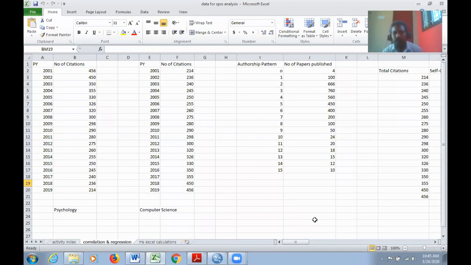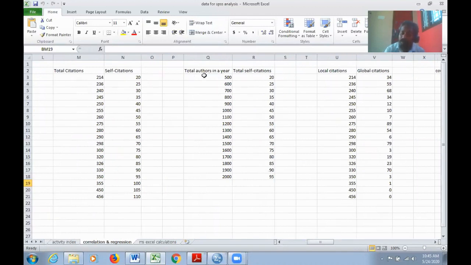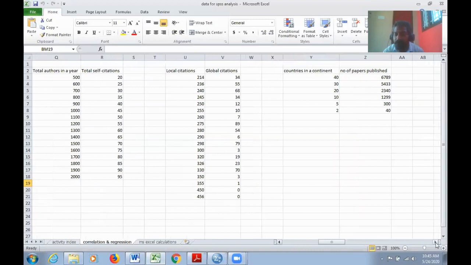I would like to give an example of the various variables on which you can conduct either bivariate or partial correlations. Year of publication and number of citations you can conduct. Year of publication and number of citations in some other field. Authorship pattern and number of papers published you can conduct correlation. Total citations and self-citations you can conduct bivariate correlation. Number of authors and number of self-citations you can do a correlation study. Number of local citations and number of global citations you can conduct a correlation study.